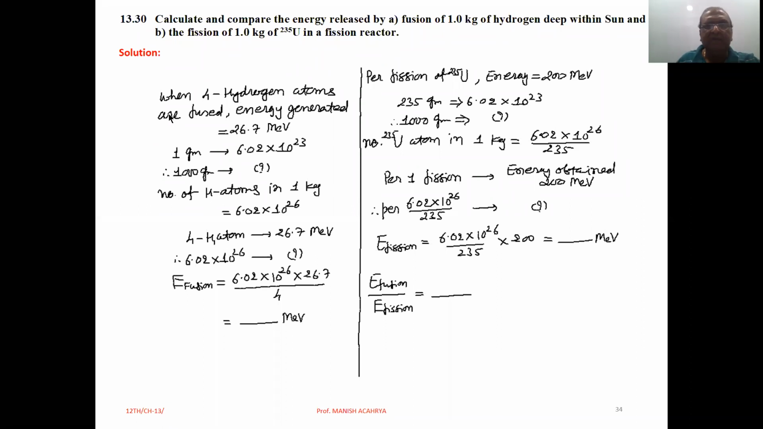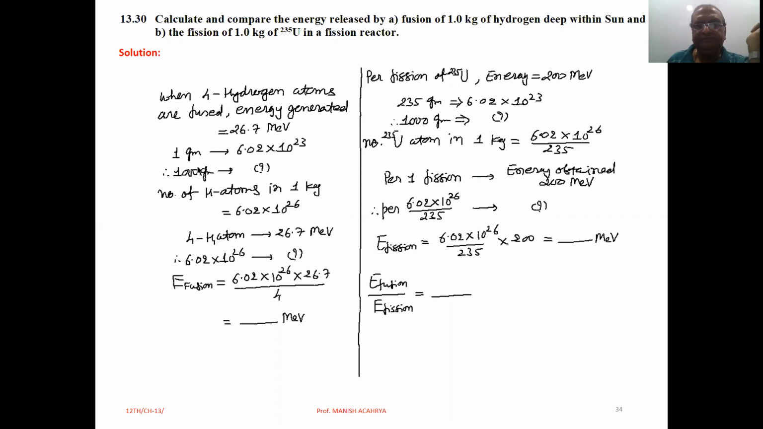Now see, we already discussed the proton-proton cycle in the sun, due to which energy is released. When one reaction is completed, 4 hydrogen atoms are fused, 1 helium is formed, and the total energy released is 26.7 MeV. In theory, we discussed this.